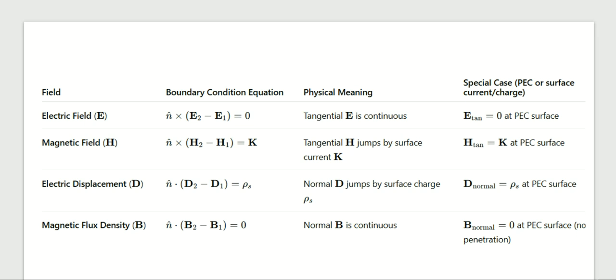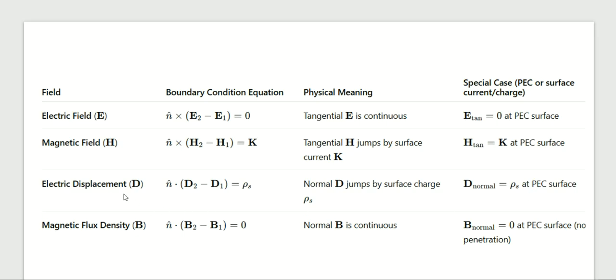It's just addition, but you can think about a scaling factor. So E tangential equals K at the PEC surface. And just to make sure that all of them are at the PEC surface, because that's where the interface happens. We have it between two different media for the boundary condition.